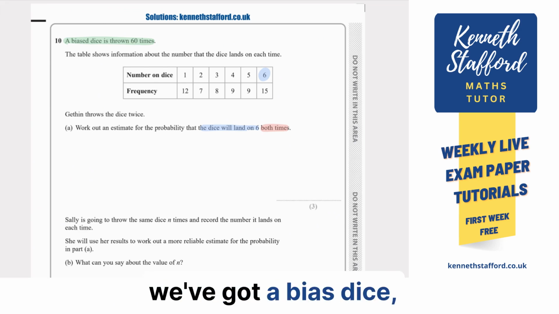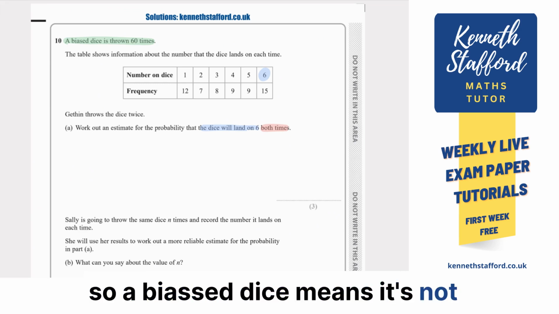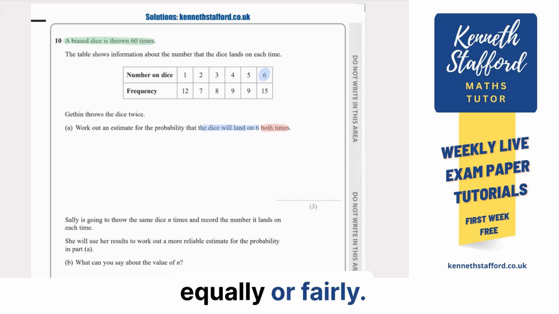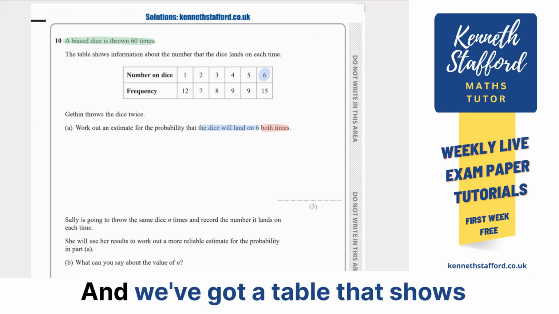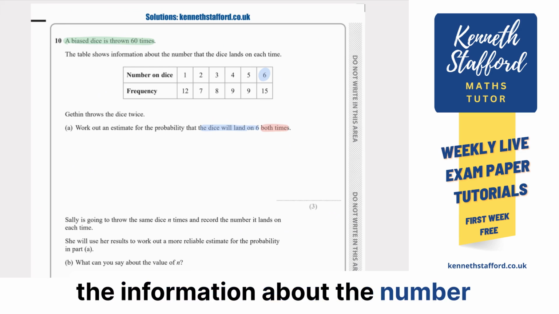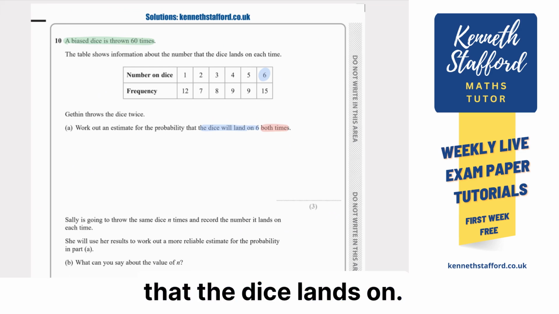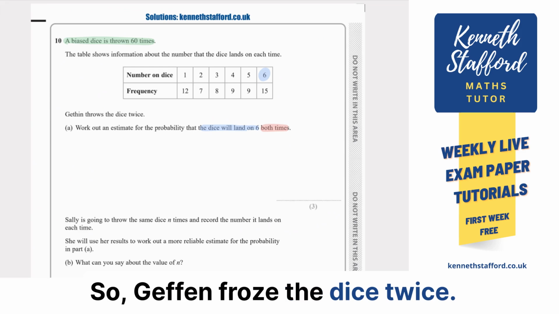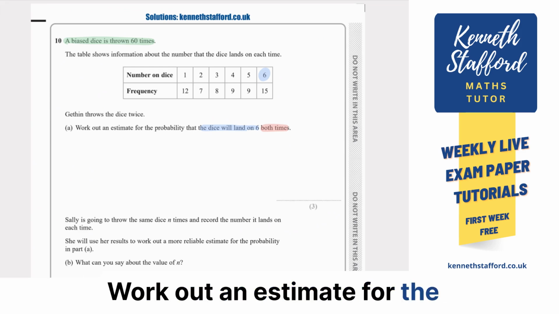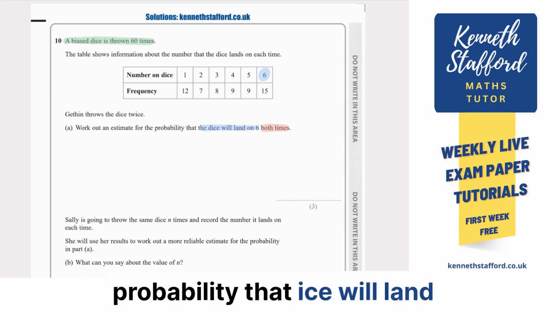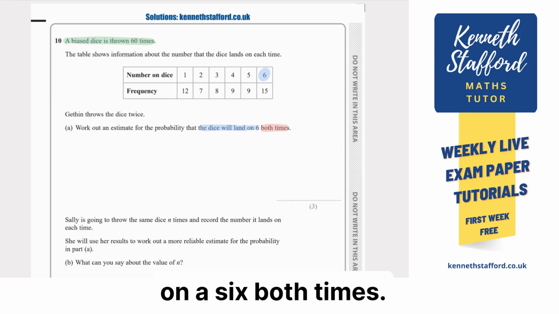Question 10 here, we've got a biased dice. So a biased dice means it's not landing on the numbers equally or fairly. And we've got a table that shows the information about the number that the dice lands on. So Geffen throws the dice twice. Work out an estimate for the probability that the dice will land on a 6 both times.